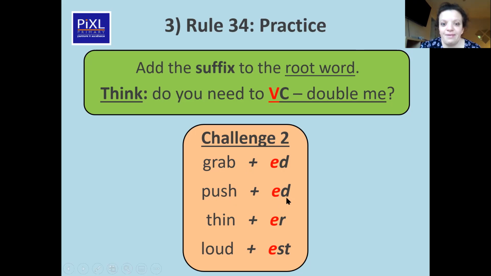Thin, it's got my lonely vowel I there, and we've got only one N after it, so we will have to double that N in thin to make thinner. Okay, and my last one, loudest. If I look at my ow sounds, my O and my U, they've got a friend, so they're not a lonely vowel, so we don't need to double anything, we just add est. Okay, well done everybody, thank you for that.